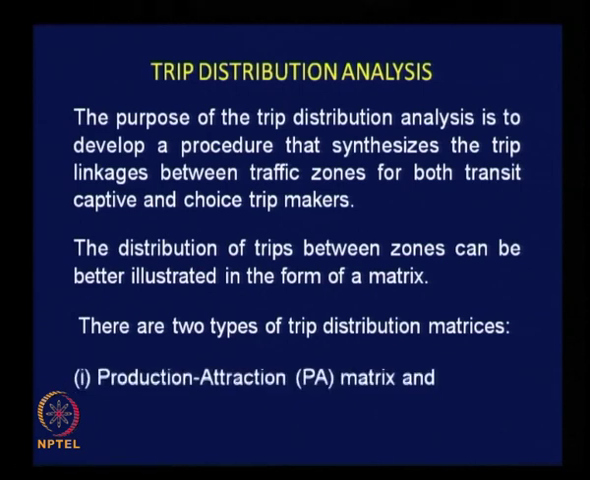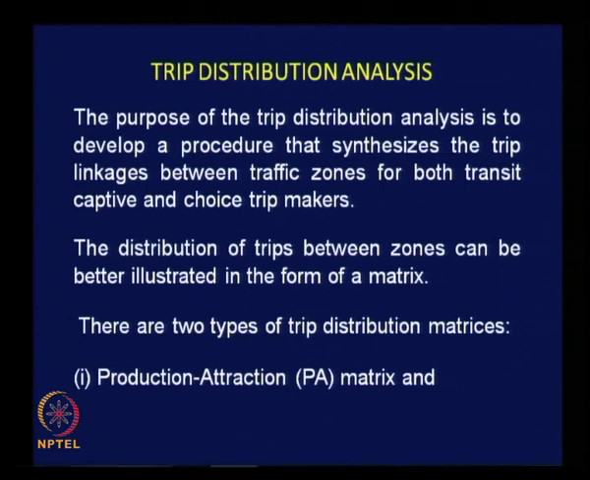The first one is the production attraction, PA matrix, because as you may recall, any traffic zone will produce trips or attract trips, or simultaneously there will be productions as well as attractions in a particular traffic zone. So when you develop a matrix, it is going to be a production attraction matrix.